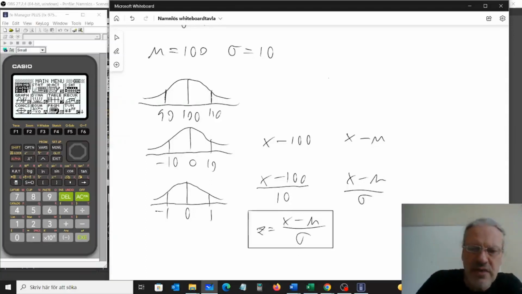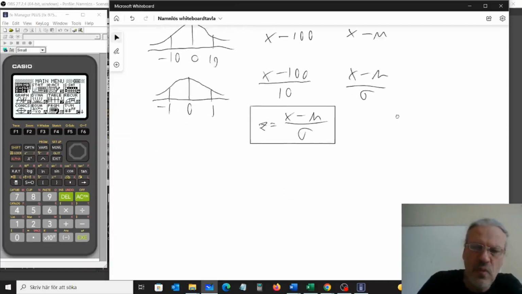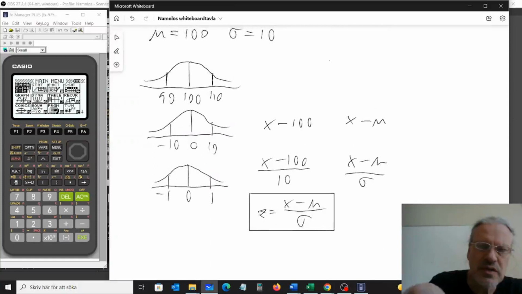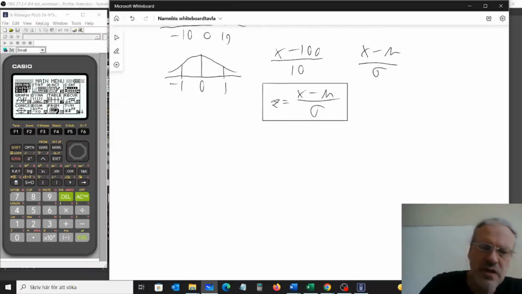Okay, let's try some calculation on this. We start with our first random variable. Let's say that the first one is this one, with 100 average, and since the standard deviation is 10, the variance will be 10 squared, 100. So we start with this one. What is the probability that x is larger than 110?